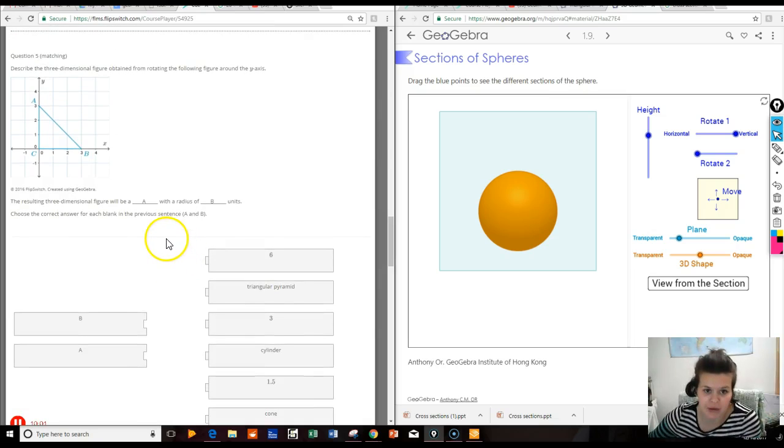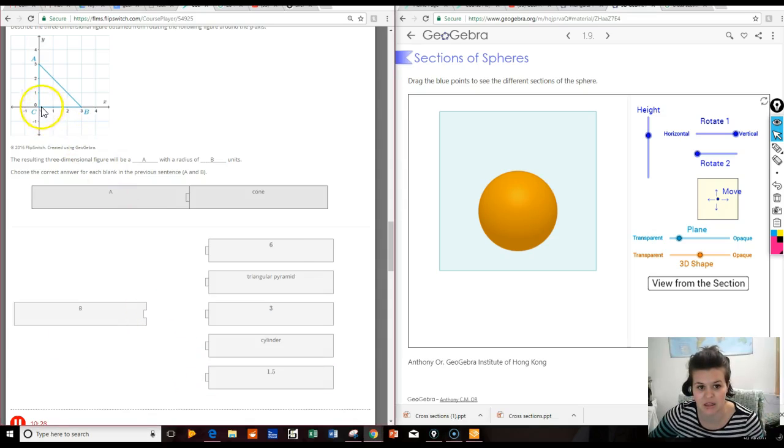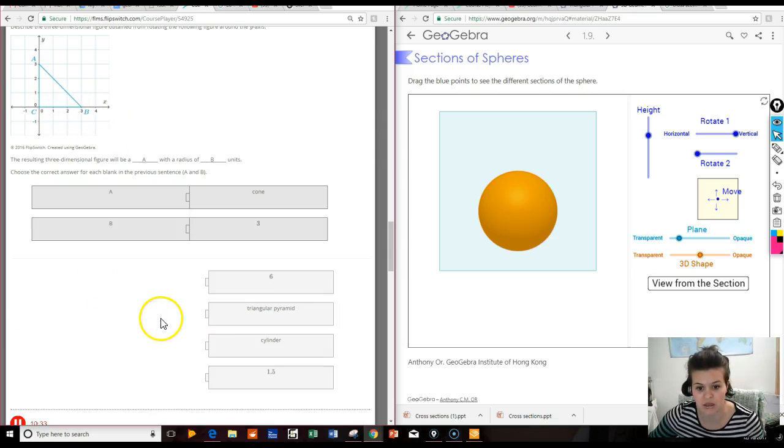Okay, describe the three-dimensional figure obtained from rotating the following figure around the y-axis. So we have a triangle, and it's rotating around the y-axis, and any point that's rotated around a fixed point will follow a circle. That's what our radius is, so it'll be a cone again. And it'll have a radius length of 3 units.